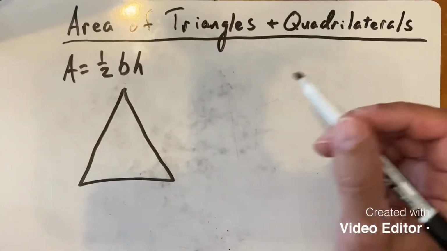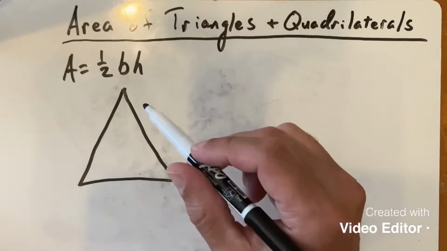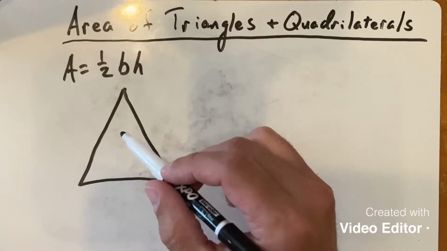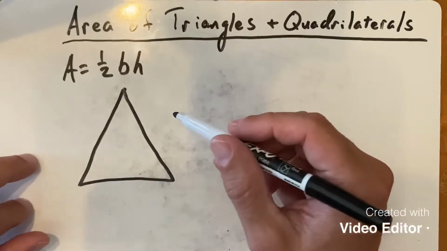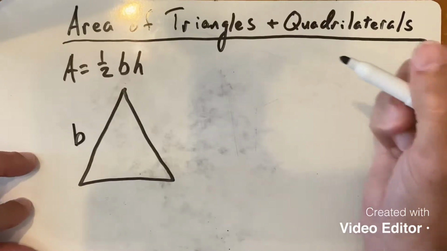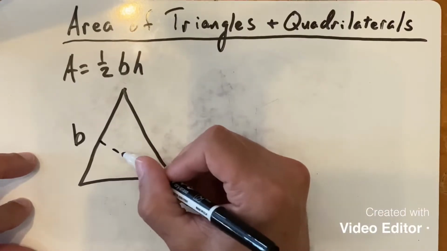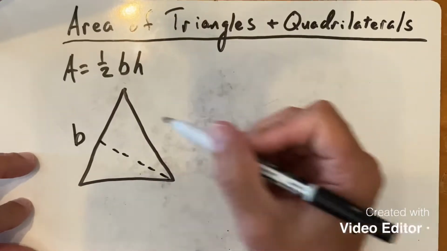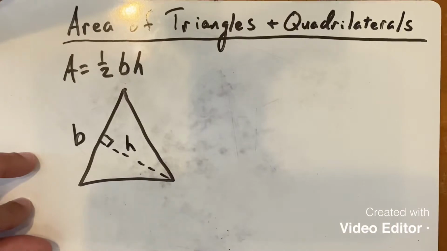Based on which base you're using, your height will be the perpendicular distance from that base to the opposite vertex. So for example, if I want to choose this side as my base, then I need to go perpendicular to that side to the opposite vertex. And that would be my height.